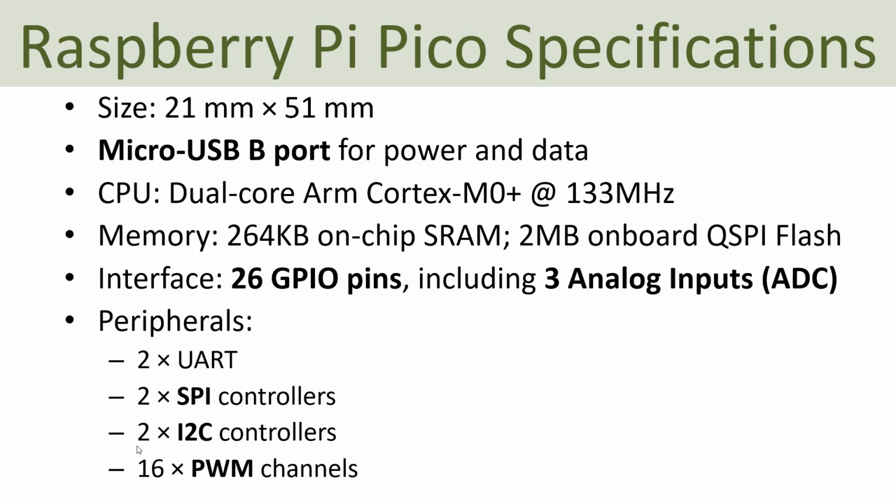So Raspberry Pi Pico is very small. It has a micro USB port which you can use to connect it to a computer or use as a power supply. It has some memory, but more interesting, it has these 26 general purpose input-output pins, including 3 analog inputs, which you can use to connect different components like external sensors, LEDs, etc. And also it has these SPI and I2C interfaces, and of course it has also pulse width modulation.